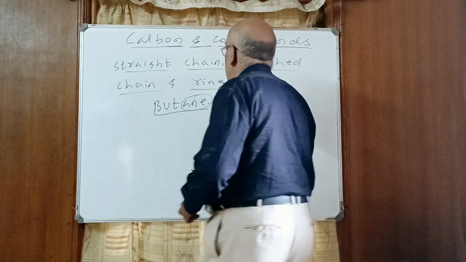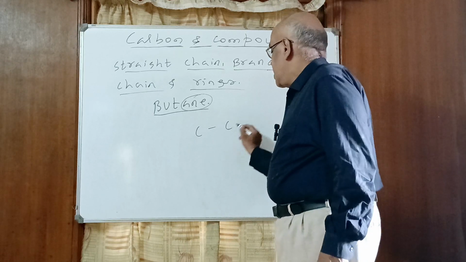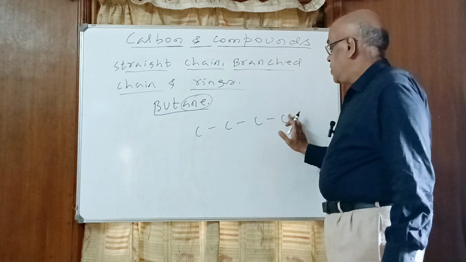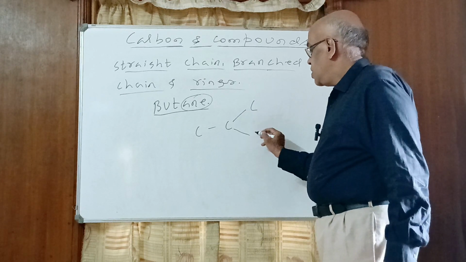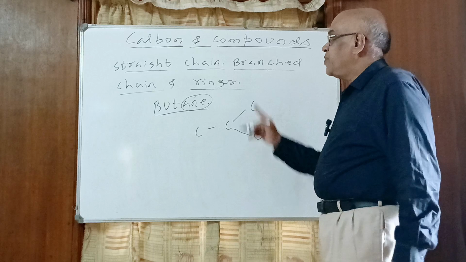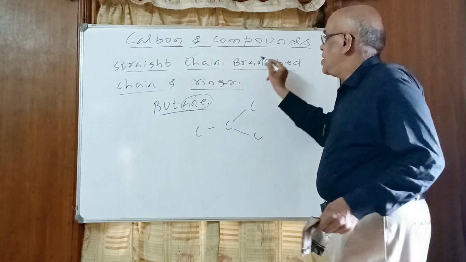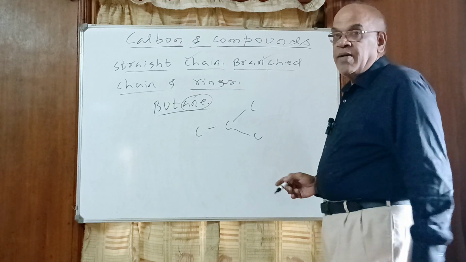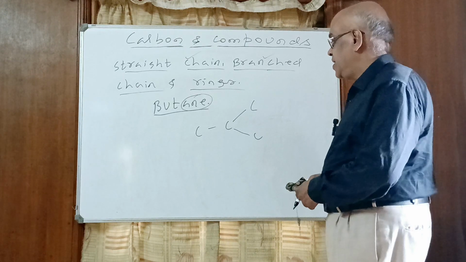Now children, the same butane can have a branched chain structure. Instead of 4 carbon atoms written in a straight chain, you can take what? See, these 2 carbon atoms, you can write it like this. What happens? This is now a branched chain. Straight chain is over. This is the branched chain of butane. It has branches. That's it, children.